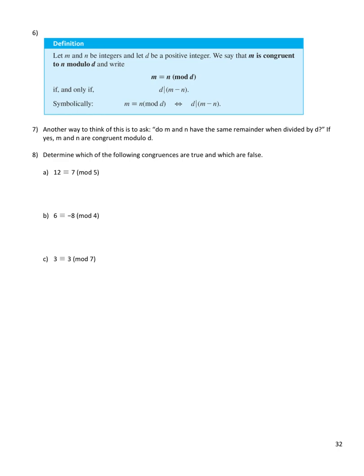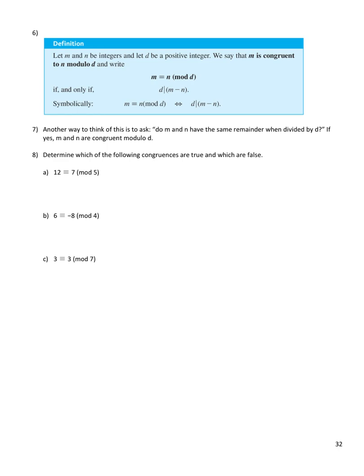So that leads us to our final definition. m and n are integers and d is a positive integer. We say that m is congruent to n modulo d, or mod d for short, and we write it with a triple equals sign. m is congruent to n mod d if and only if d divides m minus n. Symbolically, we write m is congruent to n, and we put parentheses mod d. Another way to think of this is to ask ourselves, do m and n have the same remainder when divided by d? So let's do it both ways.